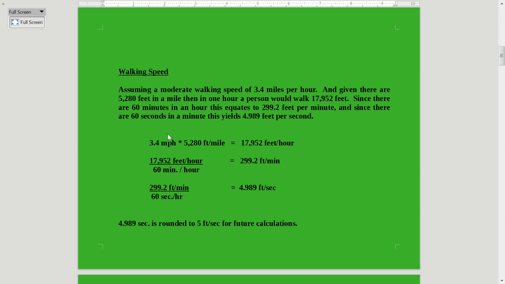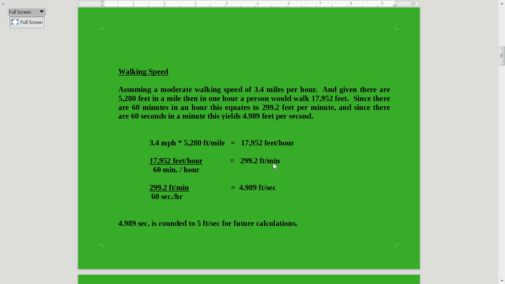So if we're traveling along walking at a casual pace of 3.4 miles per hour and there's 5,280 feet in a mile, then we're going to cover a nice comfortable 17,952 feet per hour. That's quite a thing, but we're not going to travel an hour, of course. So how many feet per minute are we traveling? Well, that's 17,952 feet per hour divided by 60 minutes per hour, which gives us 299.2 feet per minute. So every minute we're traveling around 300 feet.